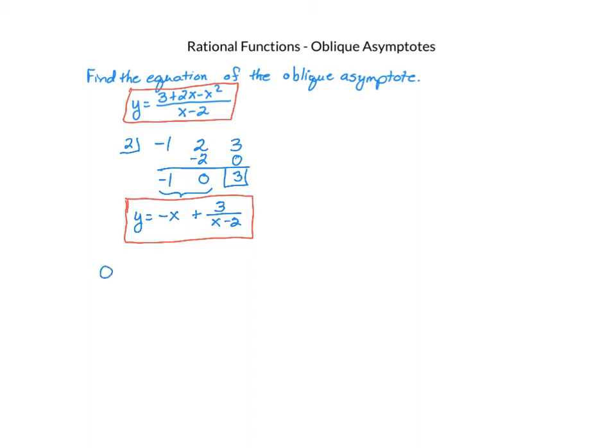So our oblique asymptote is what we get if we discard the fraction here at the end. This becomes insignificant if the x values become big enough or small enough, and the graph will start to look like the line y equals -x. So let me write that. Y equals the opposite of x is the equation of our oblique asymptote.